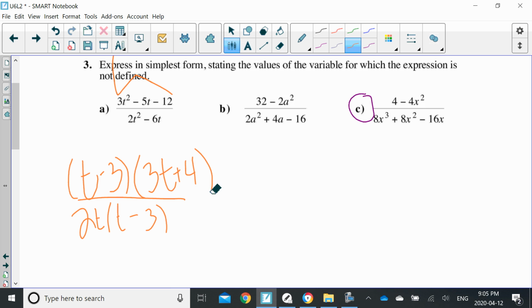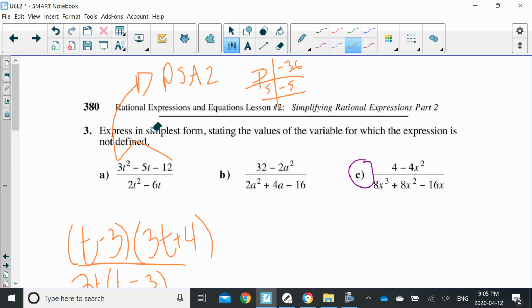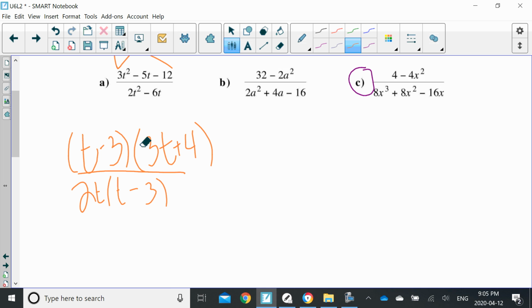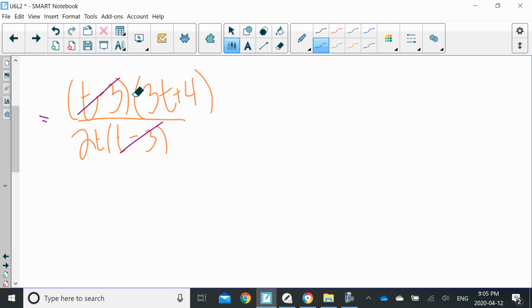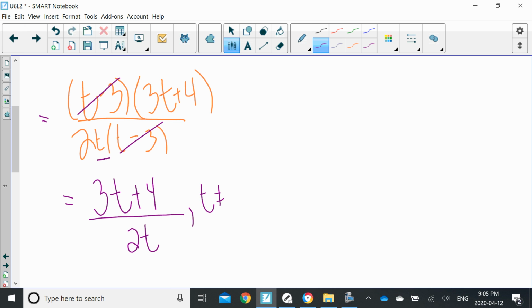And then when you cancel, t minus 3 would cancel. So I'm left with that factor in my numerator. So 3t plus 4 all over 2t. That would be my solution. And then my non-permissibles, t not equal to. That t cannot be equal to 0. And this t cannot be equal to 3. Okay?